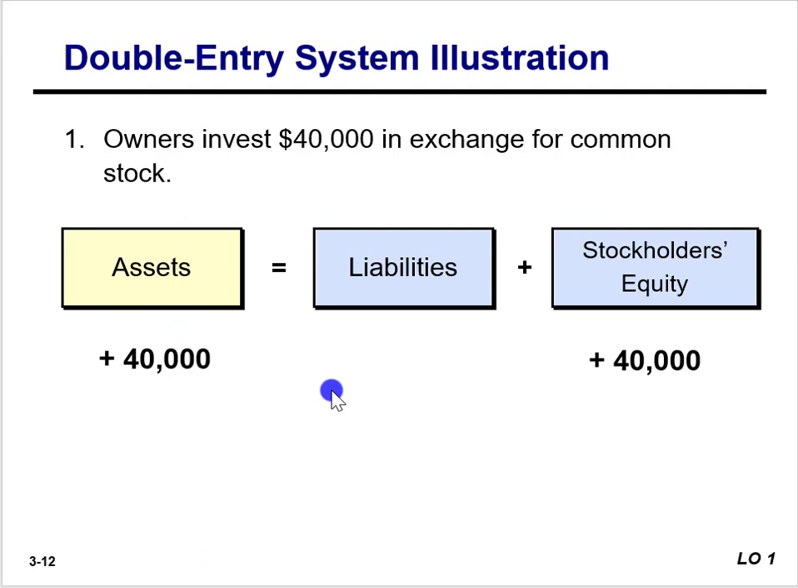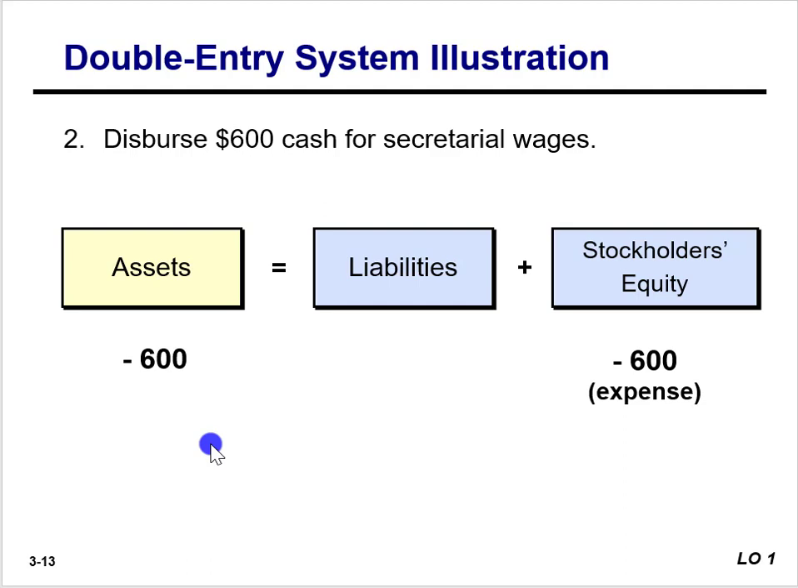And so an example, double entry system illustration. So owner invests $40,000 in exchange for common stock. And so that entry's net effect is going to have an increase on your assets and an increase on your stockholders' equity. You're going to debit the assets and credit stockholders' equity. They disburse $600 cash for secretarial wages. Again, this is payments, so you're going to decrease an asset like cash, and you're going to increase your expenses, which is going to have a negative effect on your stockholders' equity.